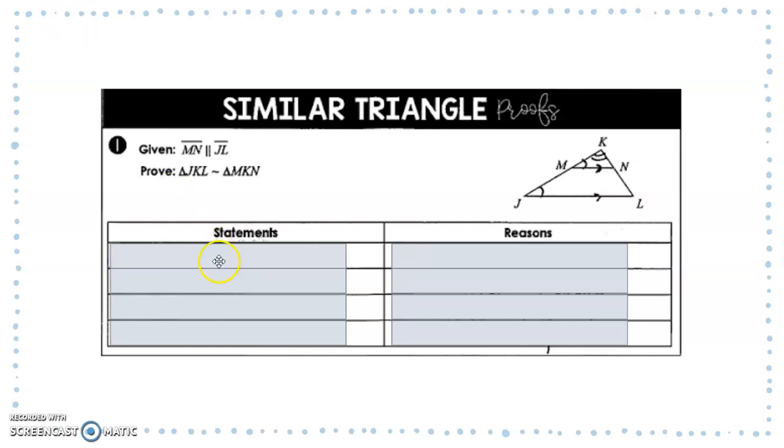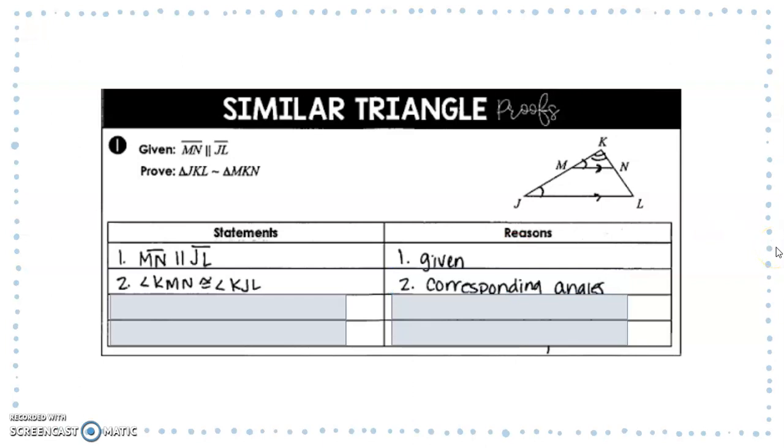So our first statement that they said is that MN is parallel to JL, and that reason is that it's given. From that, we can take some of our types of angles. So knowing that we have our parallel lines, we can say that angle M and angle J, or angle KMN and KJL, are congruent because they are corresponding angles.